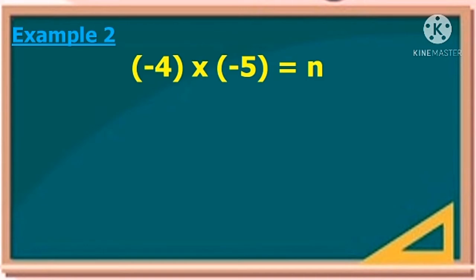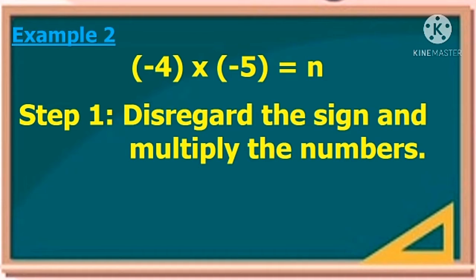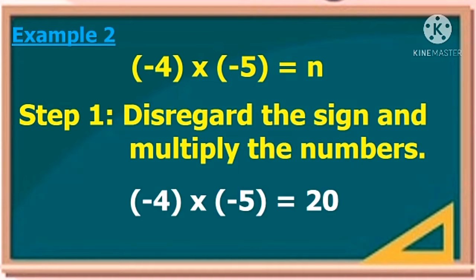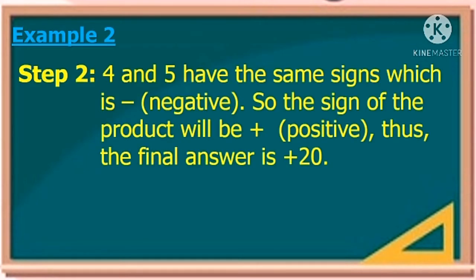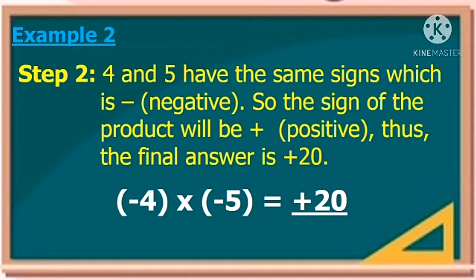Example number 2. Negative 4 times negative 5 equals n. Step 1. Disregard the sign and multiply the numbers. We have negative 4 times negative 5 equals 20. Step 2. 4 and 5 have the same signs, which is negative. So, the sign of the product will be positive. Thus, the final answer is positive 20. So, negative 4 times negative 5 equals positive 20.